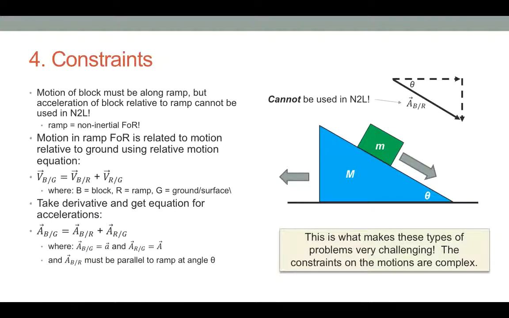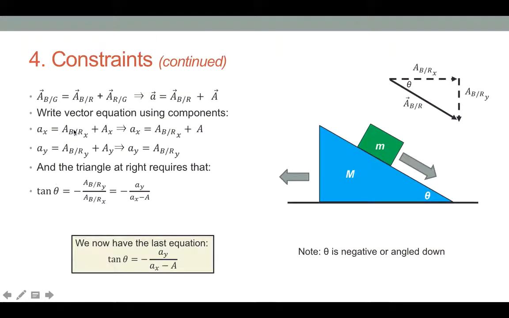Oh, before we move on, note this cannot be used in Newton's second law. These are the two that can be used in Newton's second law. We're going to take the relative motion equation and simply substitute in our previous notation: little a must equal this acceleration plus capital A. But this is a vector equation. Because it's a vector equation, it has an x and a y component.